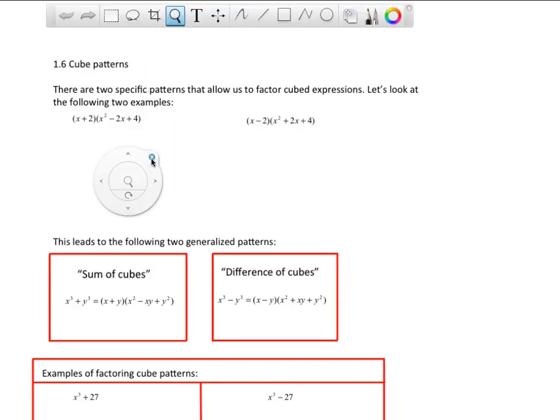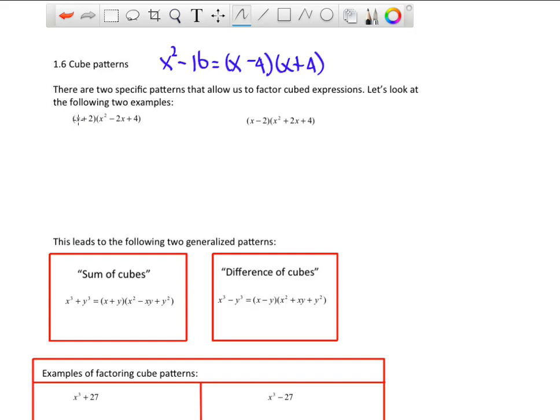Okay, cube patterns. This one's similar to the difference of squares. Keep in mind, a little while back we did things like x squared minus 16, and that's x minus 4 and x plus 4. So we also have to memorize a couple of cube patterns, and let me first show you where they come from.